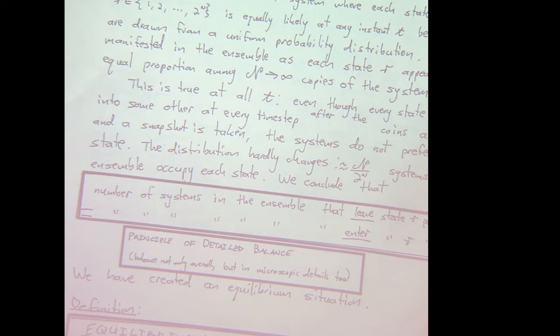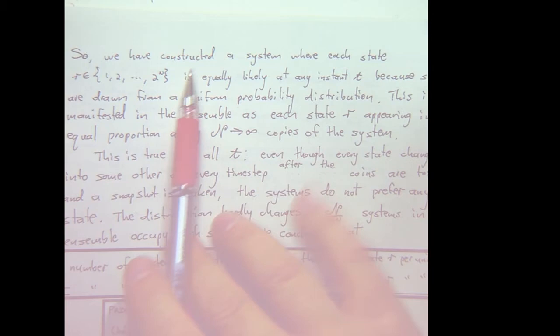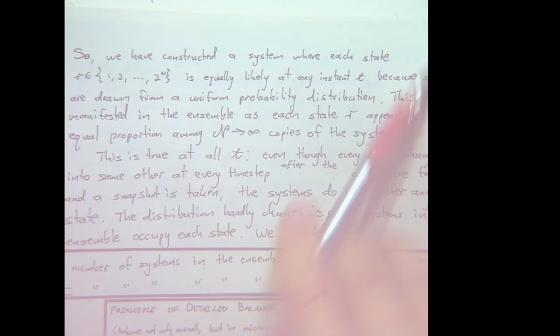What does it mean to be in equilibrium when we're talking about time evolution? Okay. We don't normally talk about time evolution because we're normally talking about an equilibrium situation. In thermodynamic equilibrium, there is no net time evolution. Nothing happens in time. Okay? But what we've done is construct a system where each state is equally likely at any instant t, because states are drawn from a uniform random probability distribution. And it's true for all t.